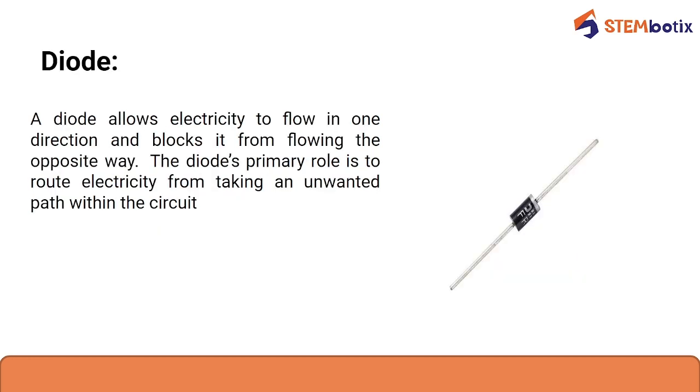Now the other one is diode. A diode is a kind of element which allows the flow of current in one direction and it blocks the flow of current in the other direction. The diode's primary role is to keep electricity from taking an unwanted path within the circuit. Means if current is flowing through the unwanted path, it will block the current flow.